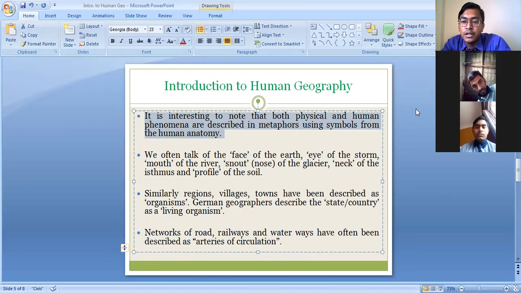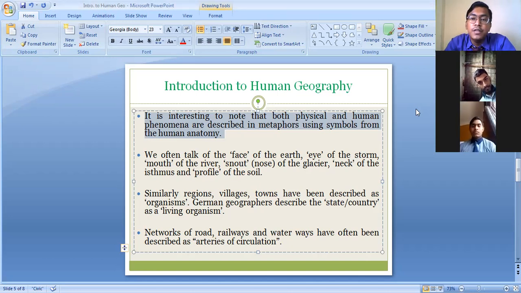Some were interested in studying geography as lawmaking, and some continued studying geography as a descriptive subject. But in geography, to explain the various geographical phenomena on the earth, we take the help of human body parts. It shows that geography as a subject is a combined entity, like nature and human beings are a combined entity. It is not separable.